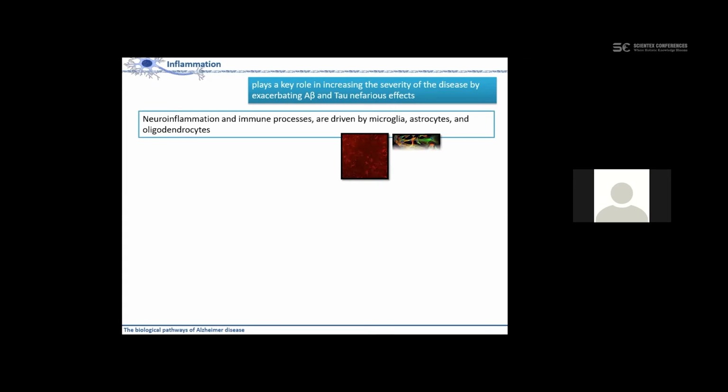This is directly related to the inflammation. Inflammation, as we know, plays a key role in increasing the severity of the disease by exacerbating beta-amyloid and tau nefarious effects. The main players behind the neuroinflammation and immune process are the non-neuronal cells that populate the brain, such as microglia, astrocytes, and oligodendrocytes. It is interesting to note that genome-wide association studies indicate that several genes related with an increased AD risk regulate the glia clearance of misfolded proteins and inflammatory reaction.